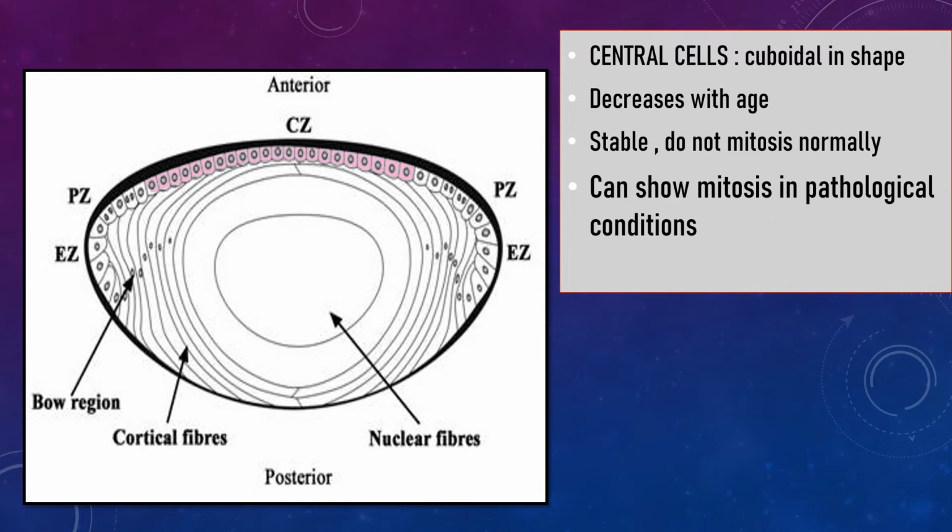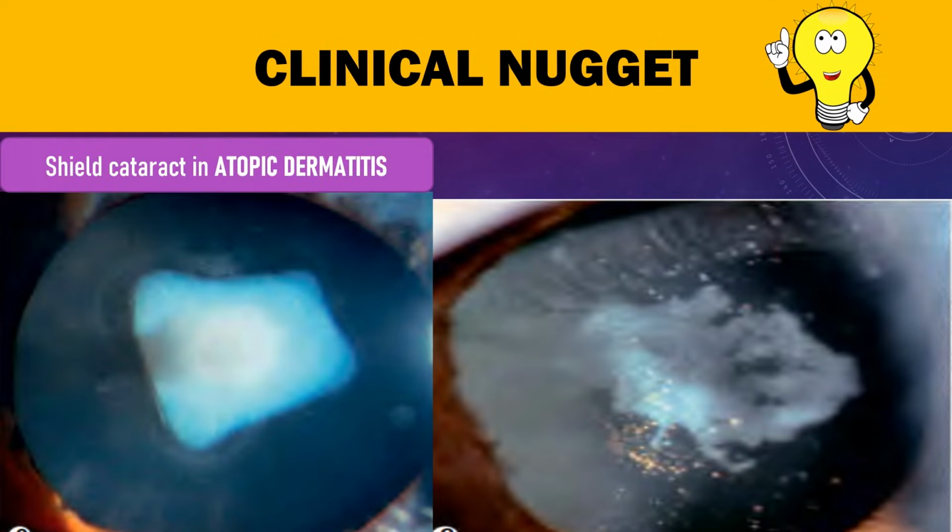So first let us talk about the central zone. The central zone, as I told you and as you can see over here, is basically cuboidal in shape, and their number also decreases with age, just like the corneal endothelium. Now these cells are usually stable. They do not undergo mitosis normally. So this is the point. However, they can show mitosis in some pathological conditions. In some pathological conditions, these cuboidal cells will undergo metaplasia and lead to the development of cataract. So this is your clinical nugget here.